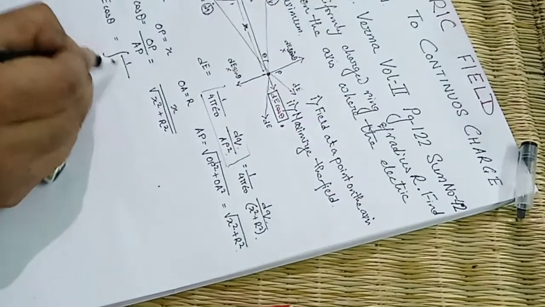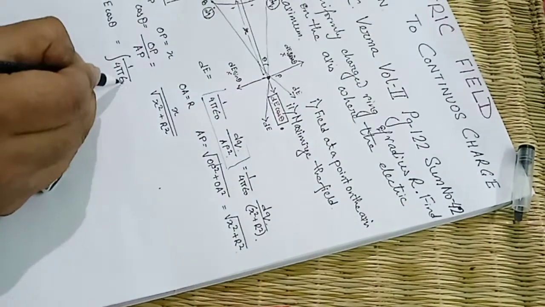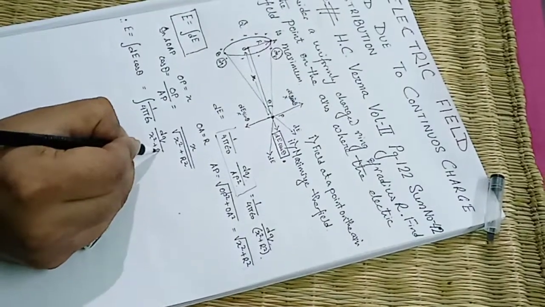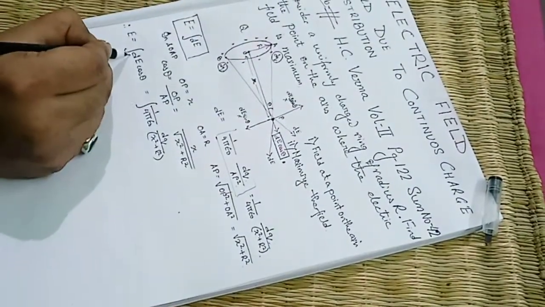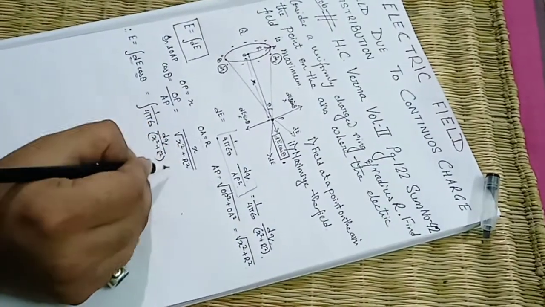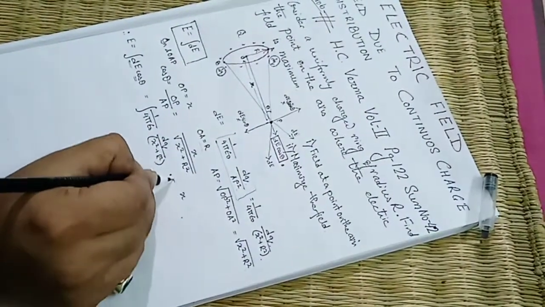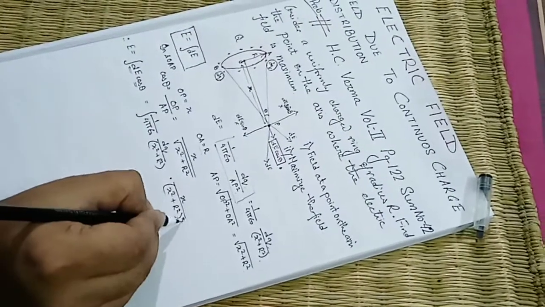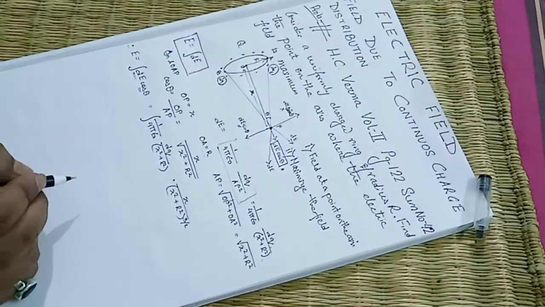So 1 by 4 pi epsilon naught dq by x square plus R square. This is our first part. And what is cos theta? We have already found out this. So into x by x square plus R square whole to the power 3 by 2.